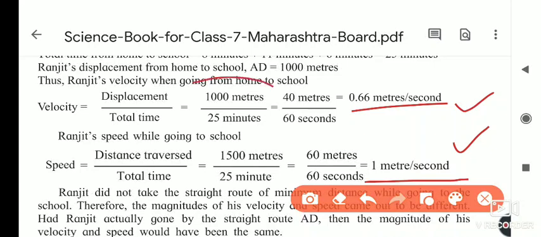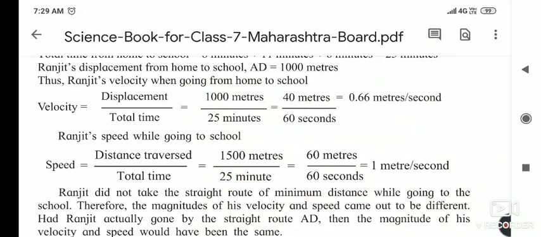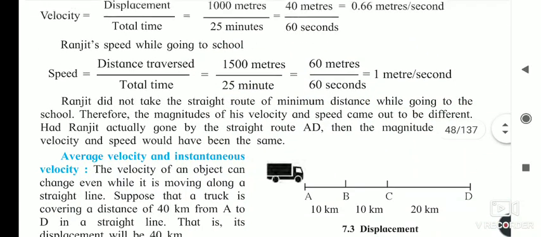Here if you see, this point is different: the distance he used for walking is more, that's why his speed is more, but the actual displacement covered by him is less, and that's why its velocity is less. In that way we have to solve this example.